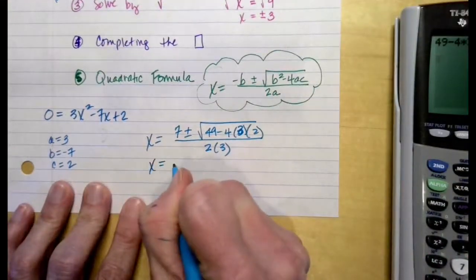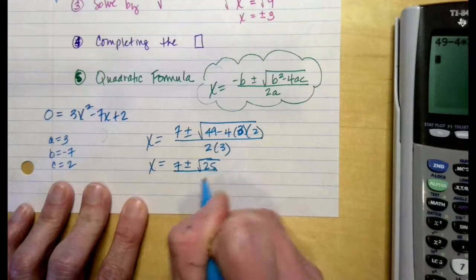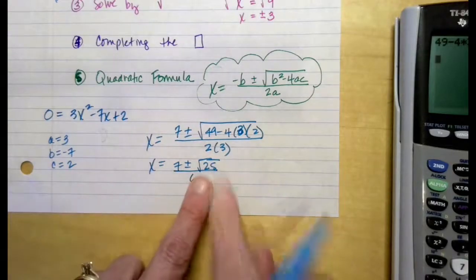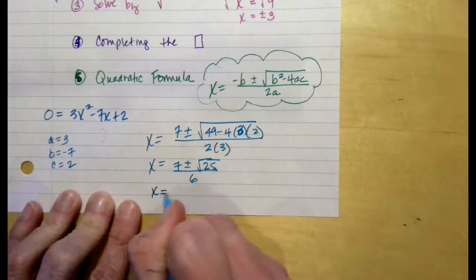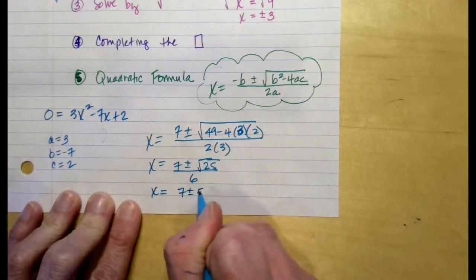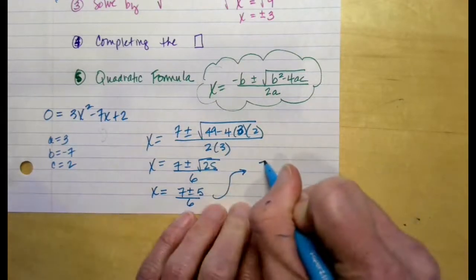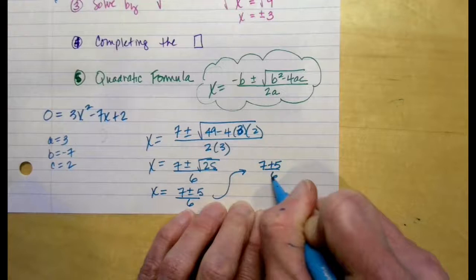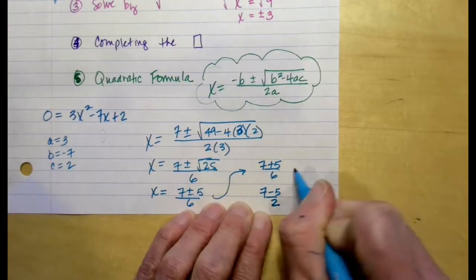My x is equal to 7 plus or minus the square root of 25 all over 6. This is a perfect square, which means I can keep going. X is equal to 7 plus or minus 5 over 6. So you ready? X is equal to 7 plus 5 over 6. X is equal to 7 minus 5 over 6.